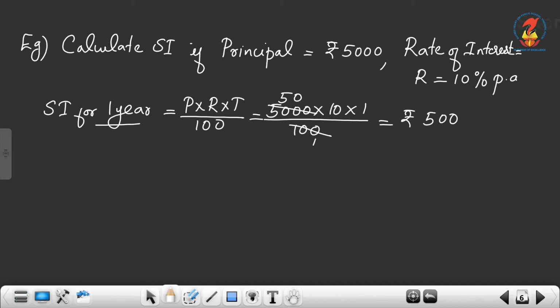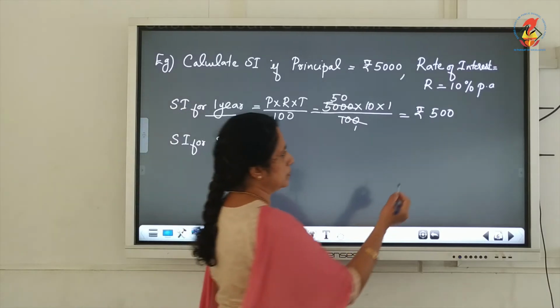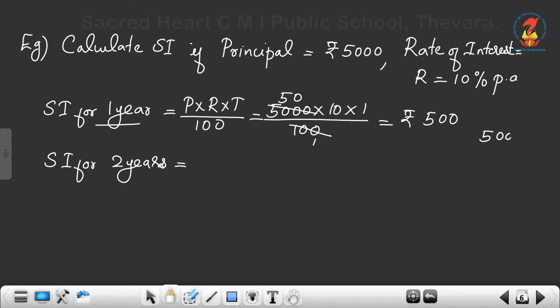50 into 10, 500. Suppose if you want to find out the simple interest for 2 years, how will you calculate it? 1 year it is 500. So 2 years what will be the value? 500 into 2. For 1 year interest, if you know it, then 2 years interest is 500 into 2, you will get 1000.